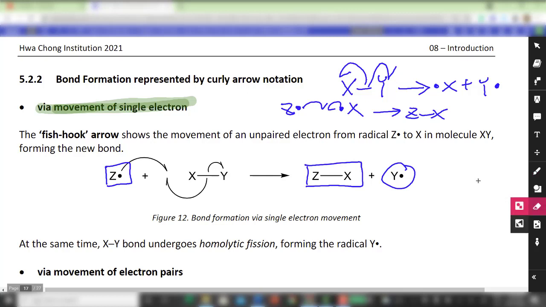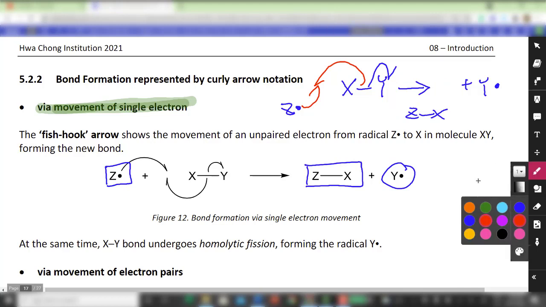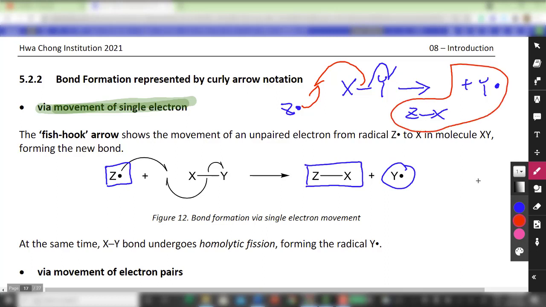So instead of this going to the X, I'm just going to erase this. We'll straight away say that this electron will combine with the one I have from Z. Then in that case, we don't have to draw this step, and we also don't have to draw this particular step. So you can just combine these together. That's what is happening, at least at this level.